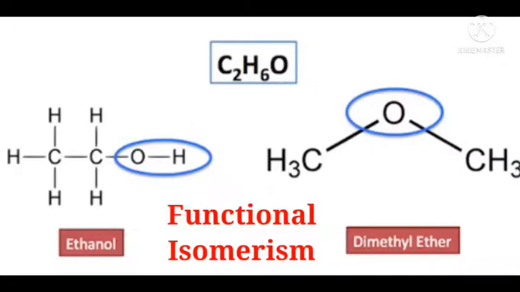Next is functional isomerism. Functional isomers have same molecular formula but differ with respect to the functional group. Alcohols are functional isomers of ethers. Here we have taken example of ethyl alcohol and dimethyl ether. See, in both cases, molecular formula is same, that is C2H6O. But in the first case, functional group is OH, whereas in the second case, it is an ether. So ethyl alcohol is a functional isomer of dimethyl ether.